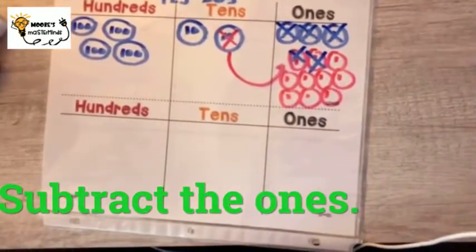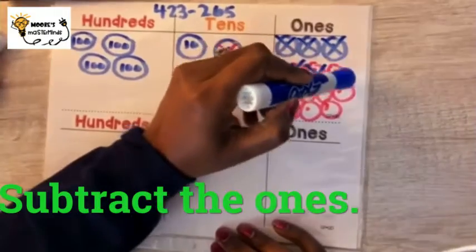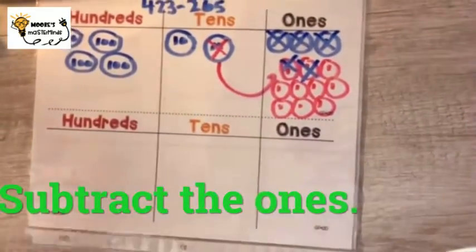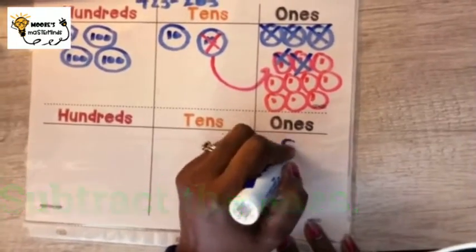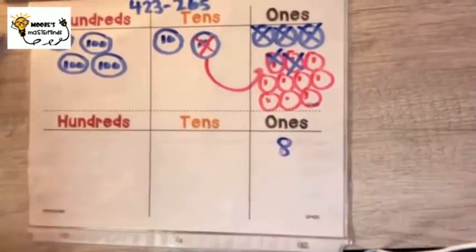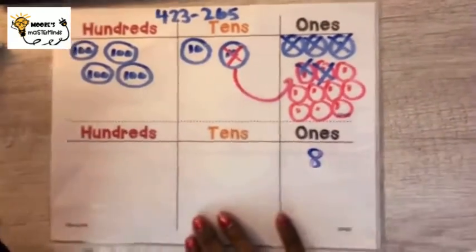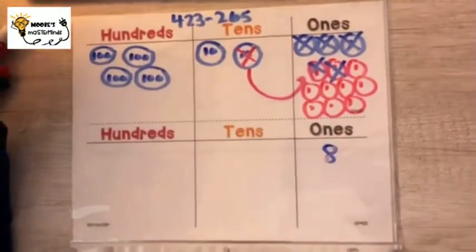Now, how many ones does that leave us with? Let's count. 1, 2, 3, 4, 5, 6, 7, 8. So that leaves me with 8 ones. So I'm going to put 8 down here. Typically, I would draw those 8 ones down here, but we don't have time. So I put 8 ones down here.